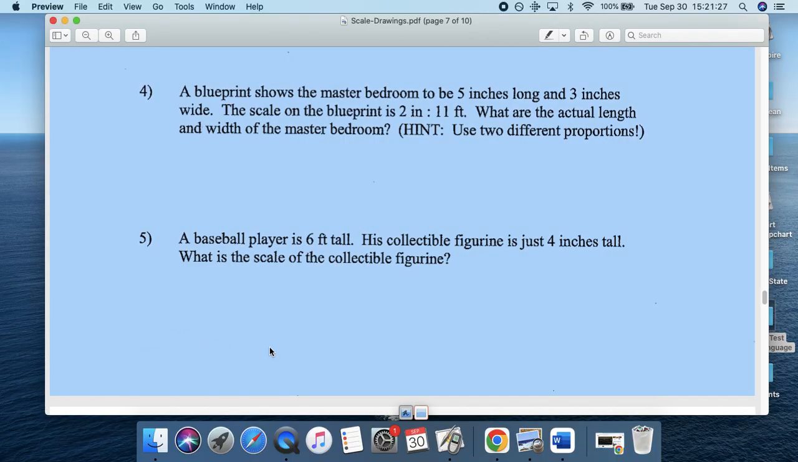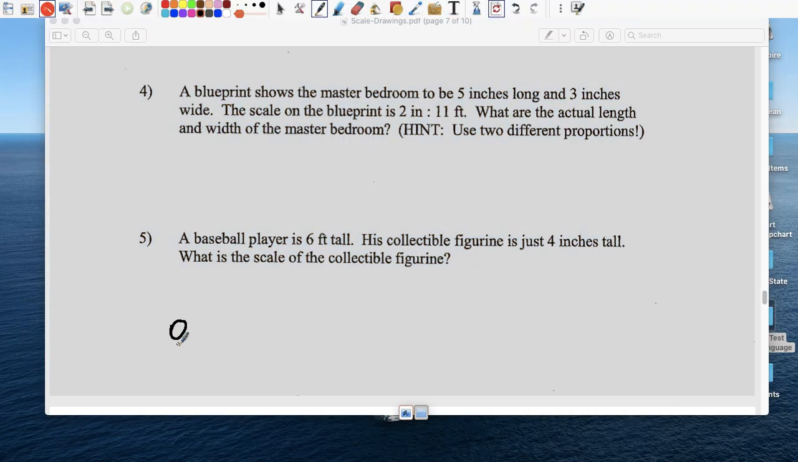Next, a baseball player, 6 feet tall. So here's the baseball player, 6 feet tall. And there's a collectible figurine of him right there, and that's 4 inches tall. Okay, what was the scale that the company who made this figurine used? Say every inch of our figurine is going to represent, I don't know, 1.5 feet of the baseball player. So what was the scale?